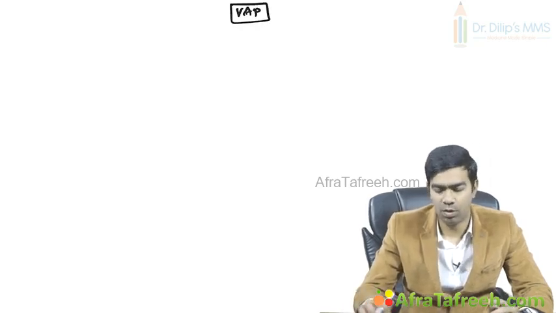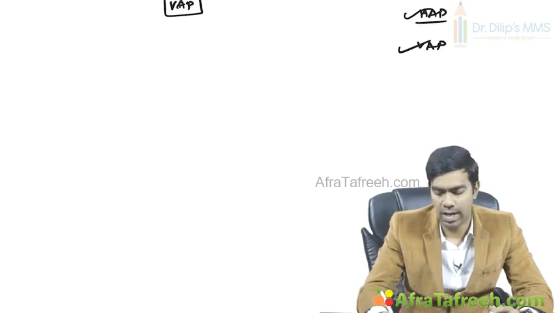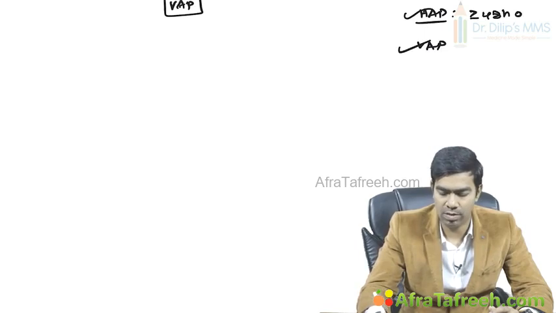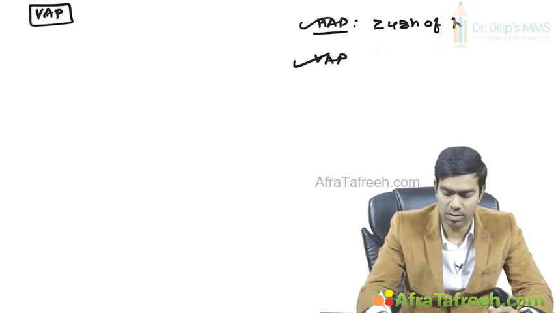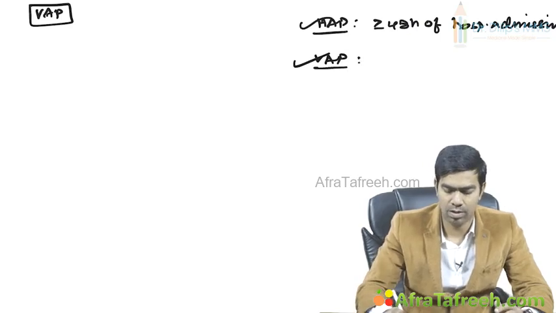Clear? Before going into VAP, you have to know the definitions of HAP as well as VAP, which I have mentioned already, but let me tell you again. HAP is a hospital-acquired pneumonia which happens after 48 hours of admission to the hospital. If it happens before 48 hours of hospital admission, it will be taken as community-acquired pneumonia only. Only after 48 hours of admission to the hospital, if a pneumonia happens, that's called a hospital-acquired pneumonia.